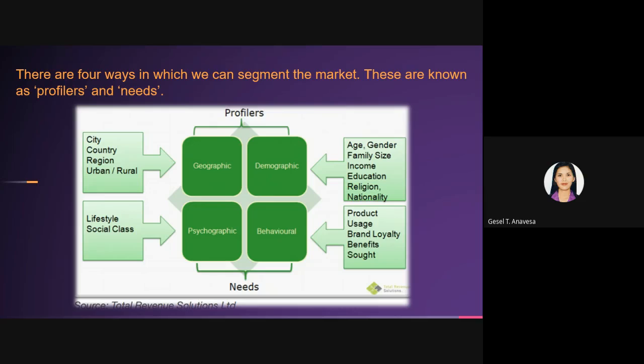So behavioral segments consider the why, what, when, and how of the guest stay. For example, why is the guest staying? Okay, mana siya question. Why, what is the occasion? When are they staying and how often does the guest stay?